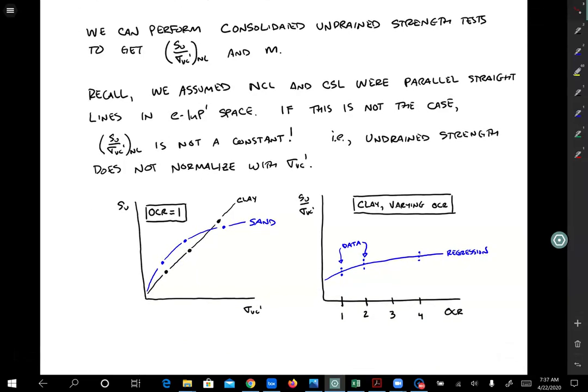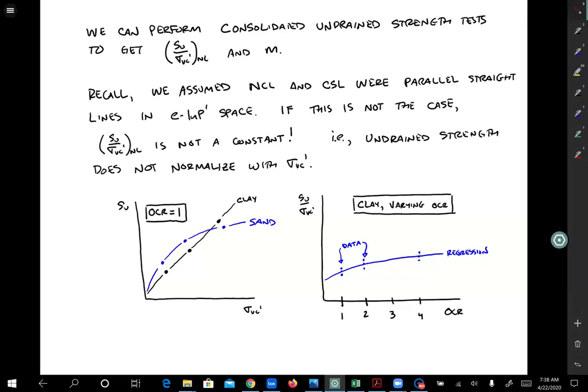All right, now, one thing we need to remember is that we've assumed that the NCL and CSL were parallel straight lines in e, ln p prime space. That's how we got the equation. That's how we proved that strength normalizes with vertical effective stress and OCR. If this is not the case, right, then SU over sigma VC prime NC is not a constant. So there's no such constant for sand, right, because sand doesn't have a straight line critical state line in e, ln p prime space. So we say that undrained strength does not normalize with sigma VC prime.